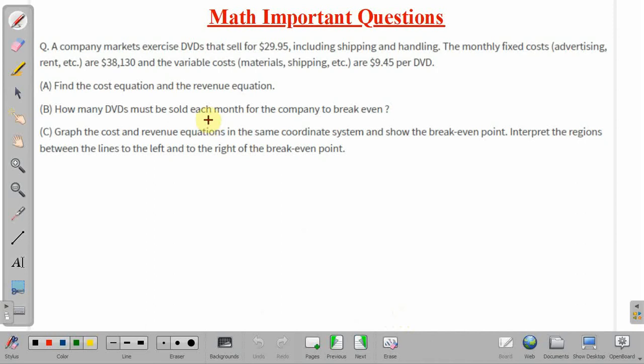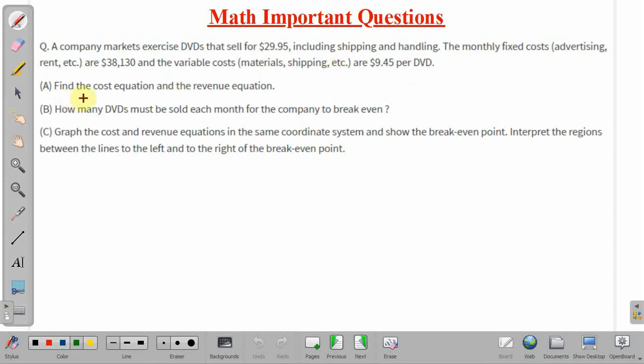Coming to the problem, it is given that a company markets exercise DVDs and the selling price of each DVD is $29.95, which includes shipping and handling charges. The monthly fixed cost, which covers advertising, rent, etc., is $38,130, and the variable cost is $9.45 per DVD, which includes materials, shipping, etc.